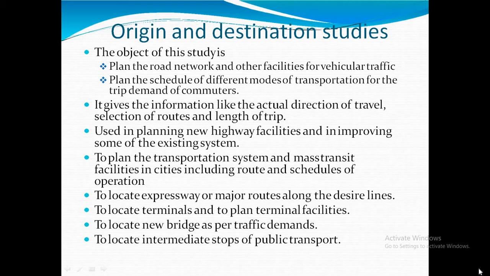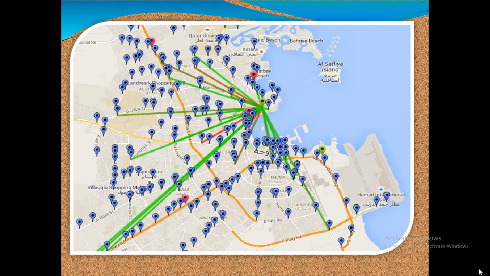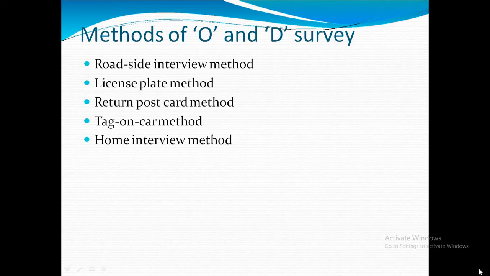So there are a number of methods for collecting the OND data. Some of the methods commonly adopted are roadside interview method, license plate method, return postcard method, tag on car method, and home interview method. These different kinds of methods we are using for the OND data survey. So this is one of the diagrams for origin and destination studies in a particular location. So these five methods we are using to conduct the OND data survey. We will discuss them one by one.